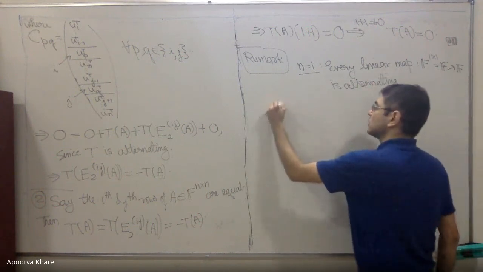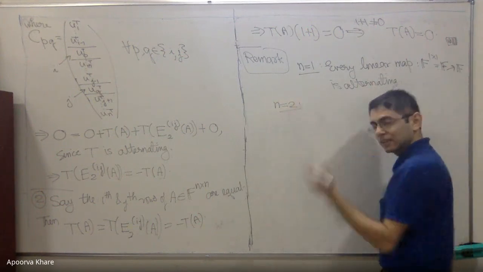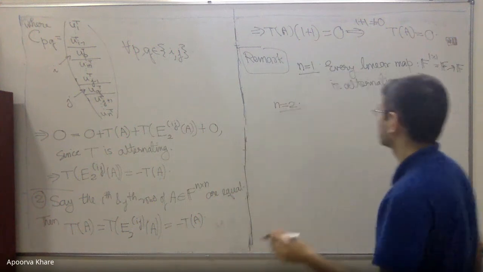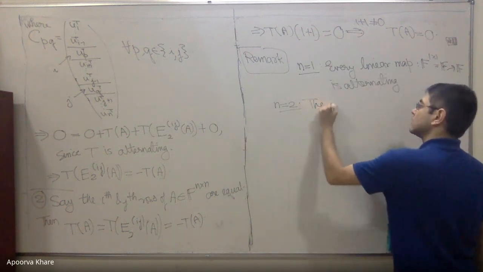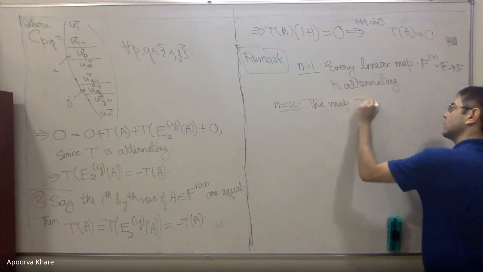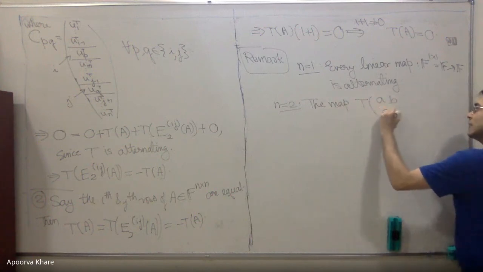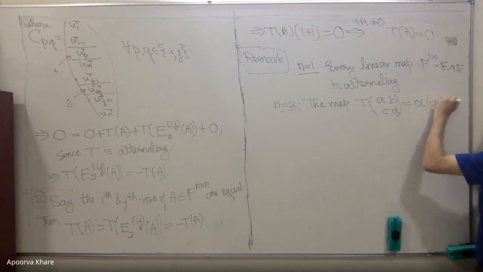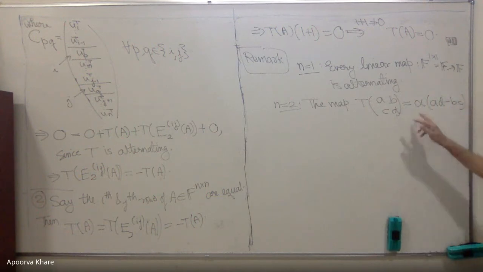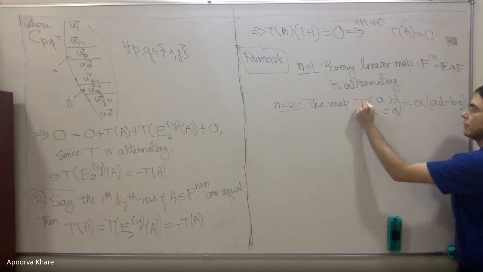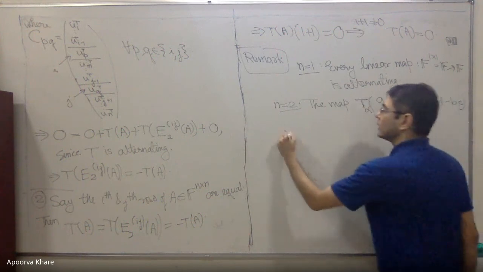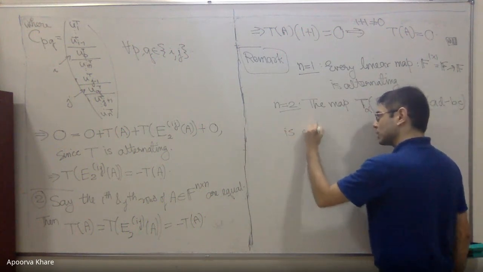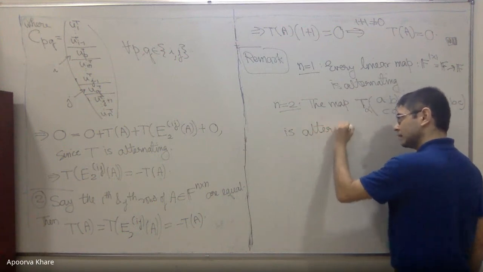N equals 2. I'll just give you an example of an alternating map. The map T of A, B, C, D is alpha times AD minus BC. Well, let's call this T alpha. It depends on alpha. Alpha is a scalar. It is alternating. So alternating automatically means multilinear.